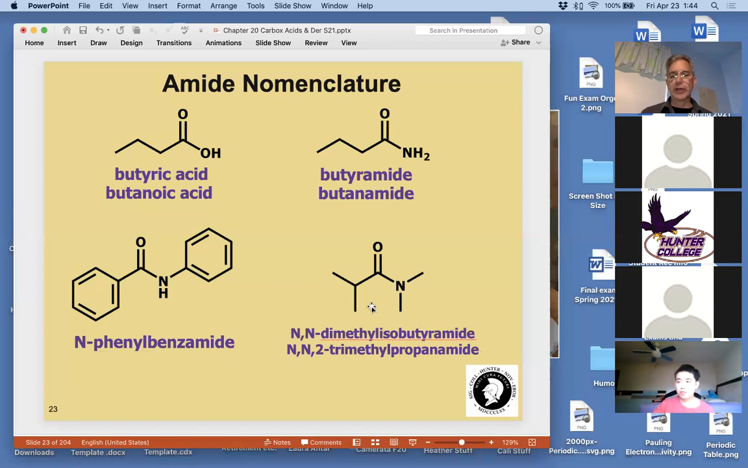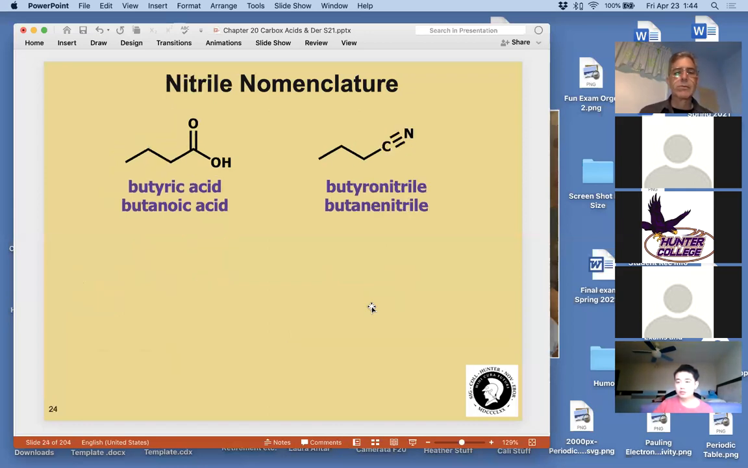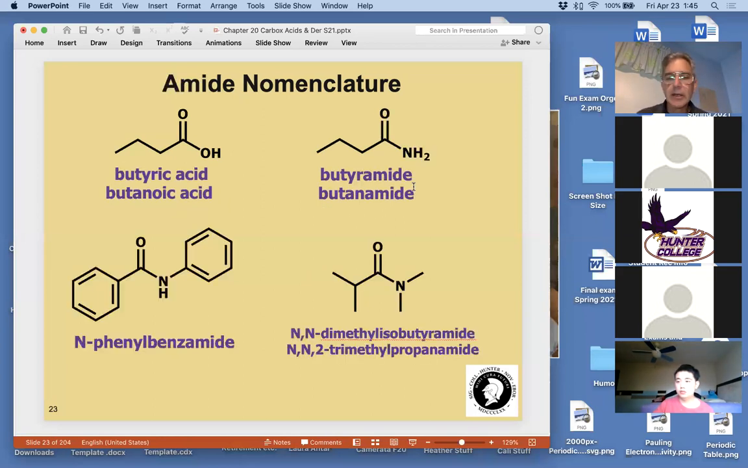I hope you're following. Nitriles, butyric acid, butyronitrile. Let me back up again. The N means the phenyl groups on the nitrogen. And please don't write a small case. I'm seeing it on the exam and it looks so bad. Capital N, it's a nitrogen. Elements get capitals.